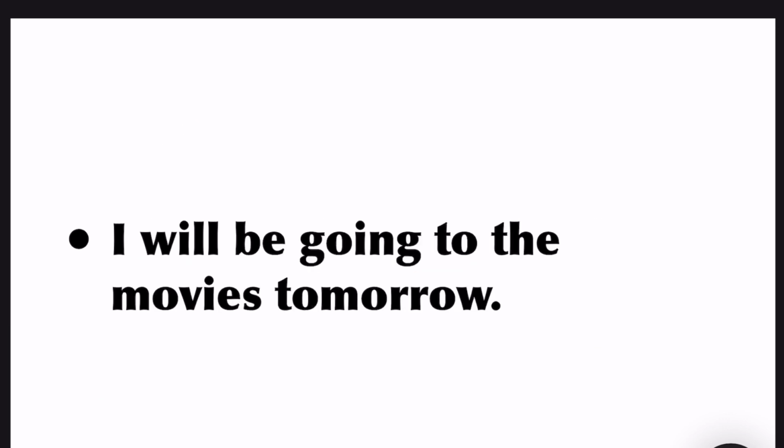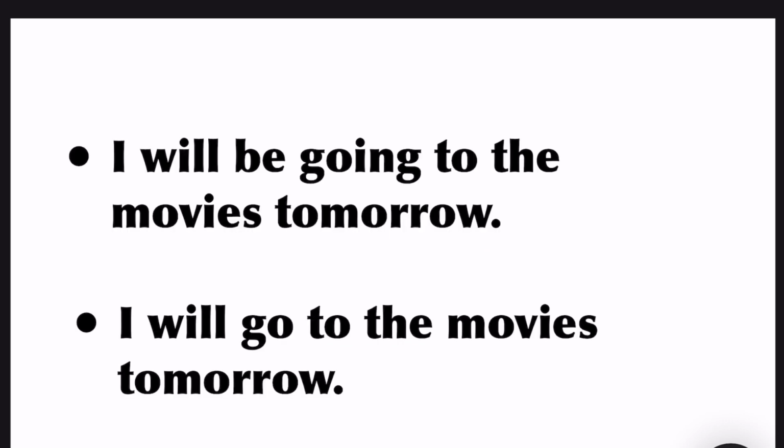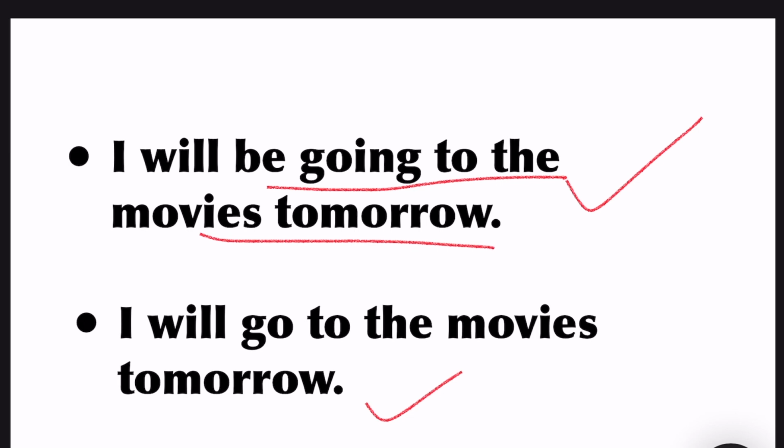Look at the example. I will be going to the movies tomorrow. It means for sure you are going to watch the movie tomorrow. Look at the difference of these tenses, simple future tense and future continuous tense. I'll be going to the movies tomorrow means for sure you are going to watch the movie. I will go to the movies tomorrow means there is no certainty. You may go or you may not go to watch the movie.